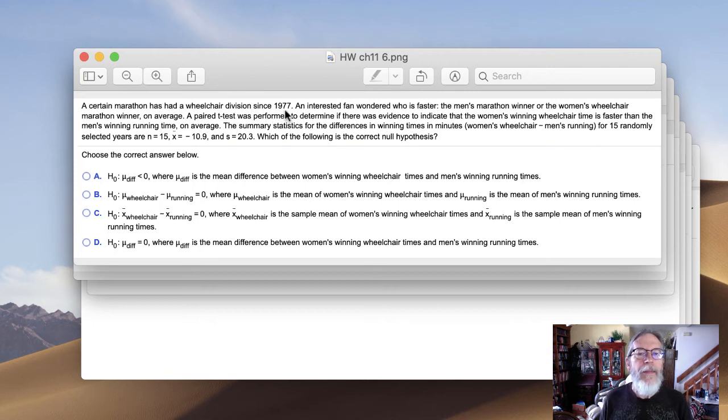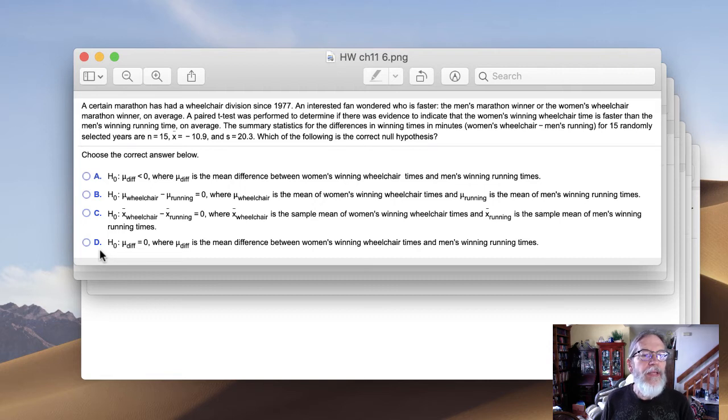So remember that we're always doing the null hypothesis equal to 0. I don't care if we're doing paired or proportions or anything, it's going to be equal to 0. So it can't be that one. Okay, equals 0, equals 0, equals 0. So A's out. It's got to be one of these.